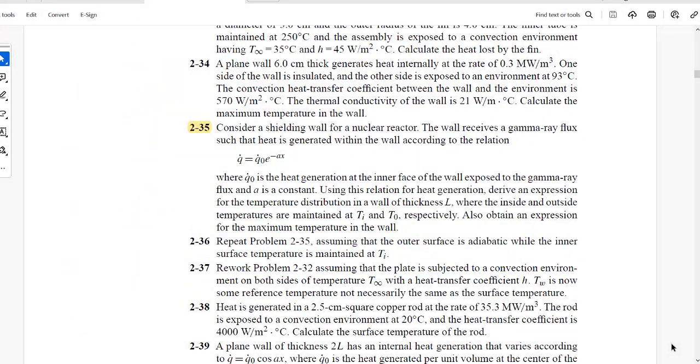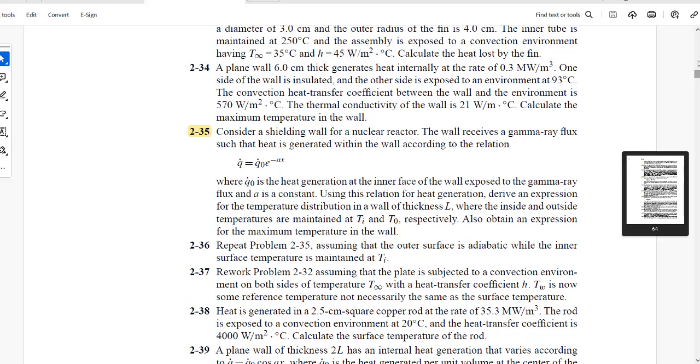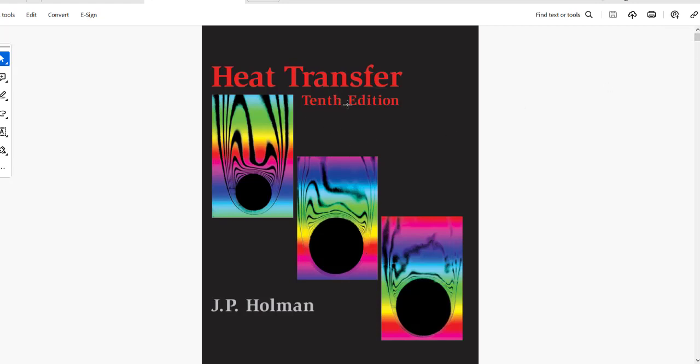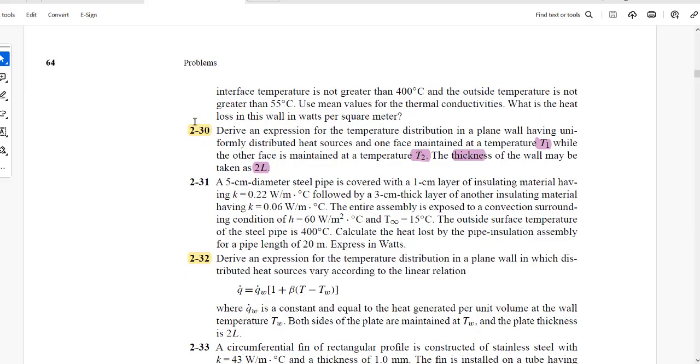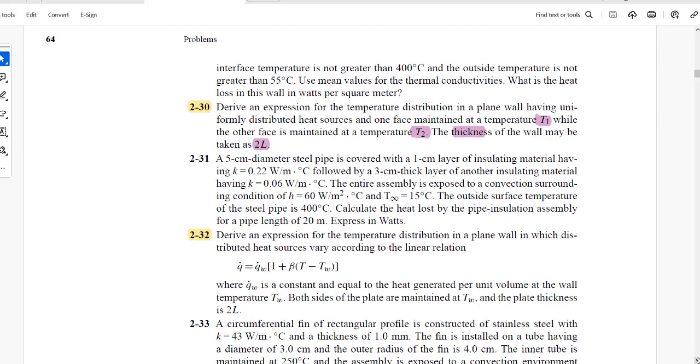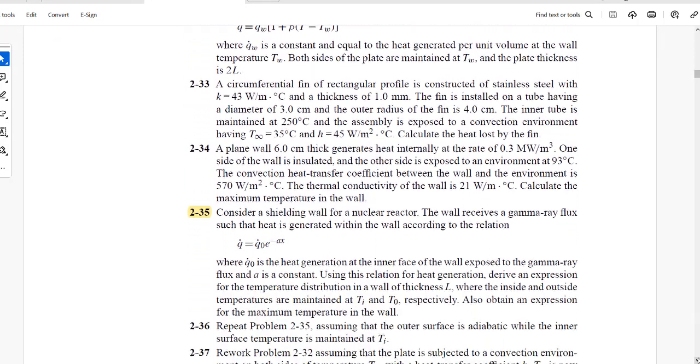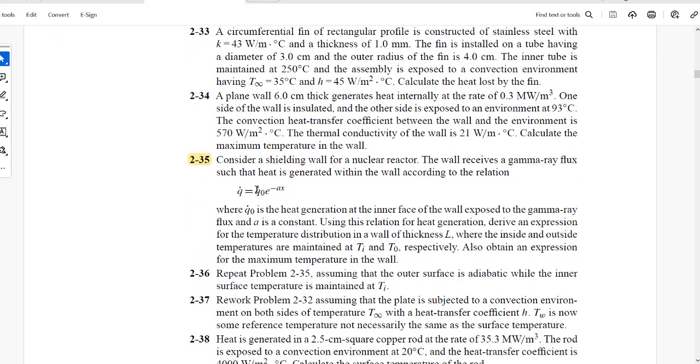In this session, we want to solve another problem in heat transfer. Problem number 35. But like always, let me introduce the reference, which is Heat Transfer by Mr. Holman. Okay, problem number 35 is the problem I want to solve. Then let's go and get started.